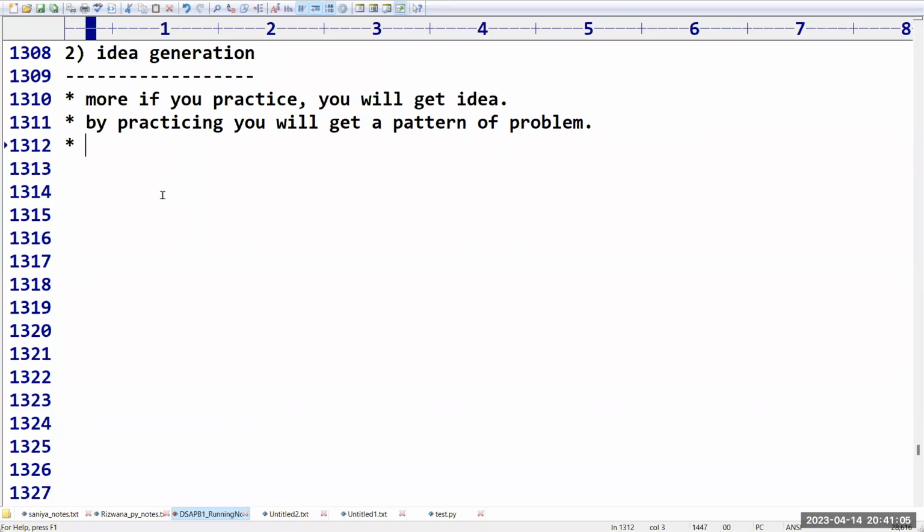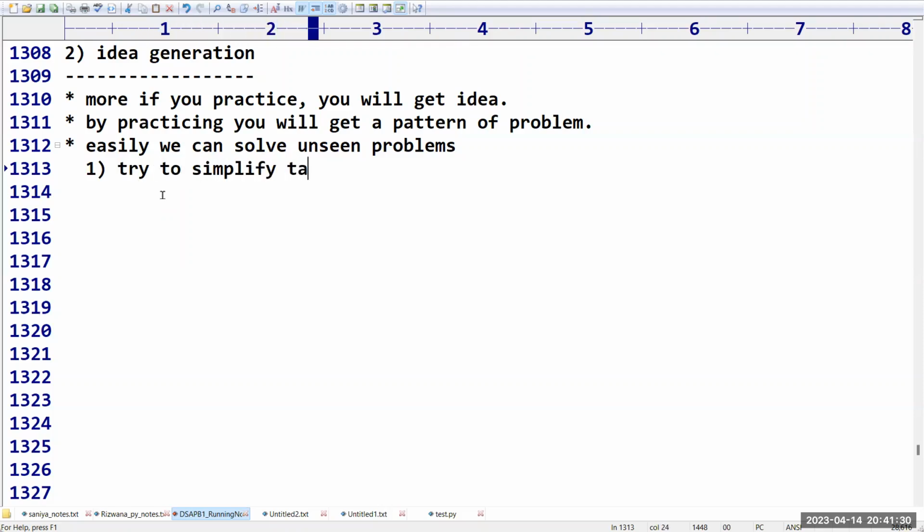Yes. So easily we can solve unseen problems. If you have not seen these kinds of problems anywhere, you can solve them easily. Sir, how can you solve them? Apply these principles. Try to simplify the task at hand.